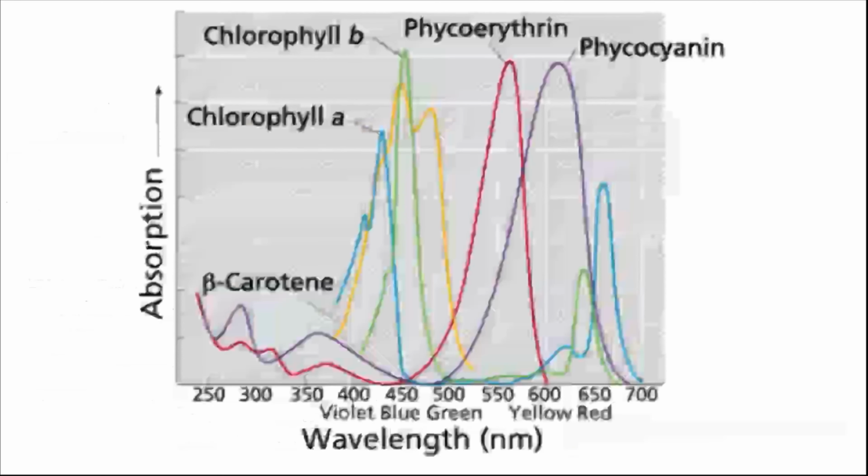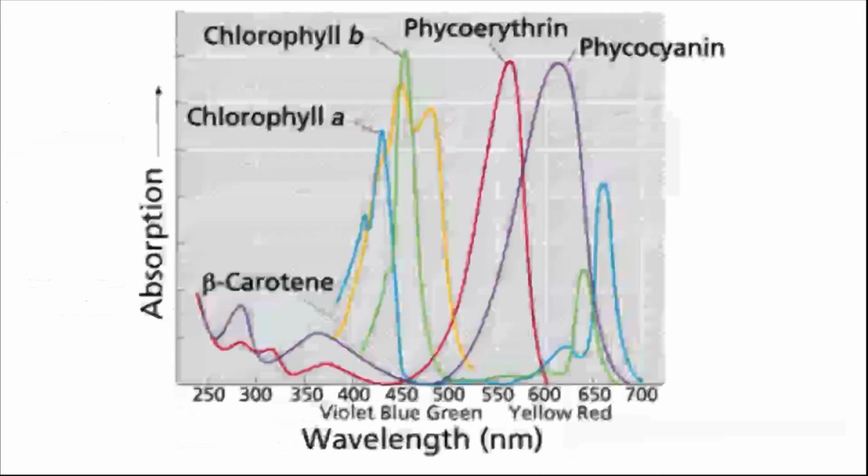Here's the absorption profiles of several different pigments. Each colored line represents a different kind of pigment. You can see here that we have beta-carotene, chlorophyll A, chlorophyll B, phycoerythrin, and phycocyanin. Let's look at chlorophyll A and try to understand what this graph shows us. According to this graph, absorption increases as we go up on the y-axis. On the x-axis is the wavelength.